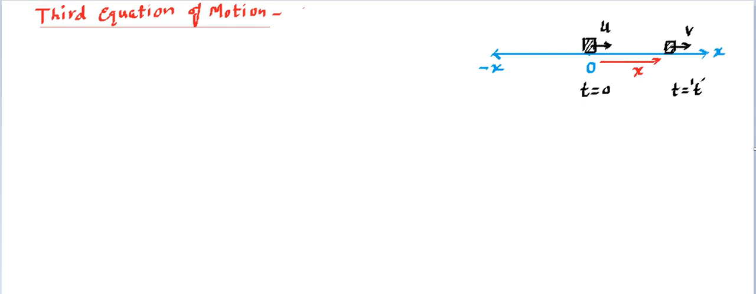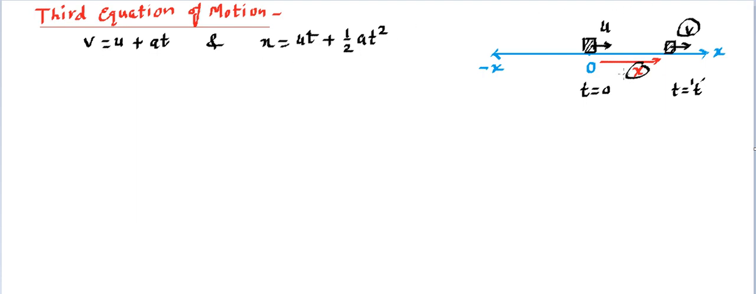So here we will deal with the third equation of motion. Till now we have considered two equations of motion: v is equal to u plus at, and x is equal to ut plus half at square. In place of x you can also write s. Choice is yours, but meaning remains the same. So these two equations are going to tell us about the velocity and the position, and they are valid when there is an acceleration which is a constant.